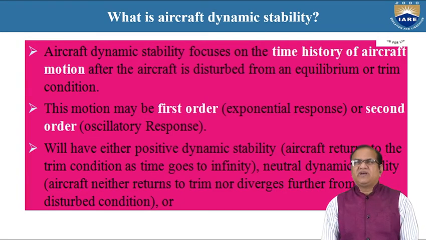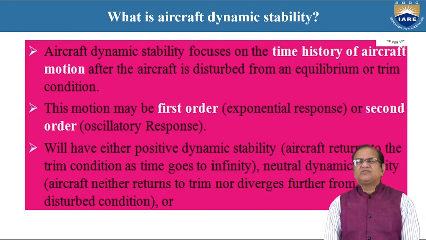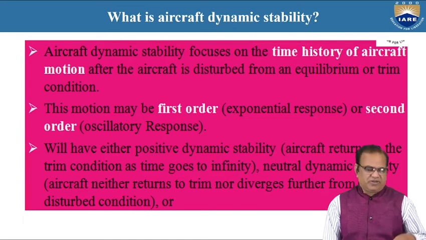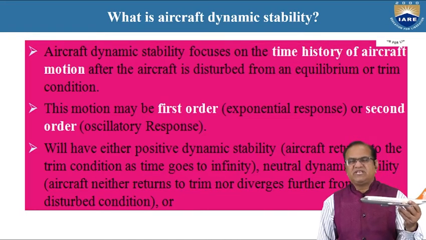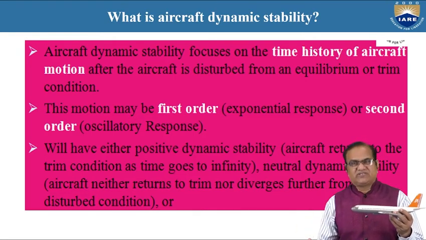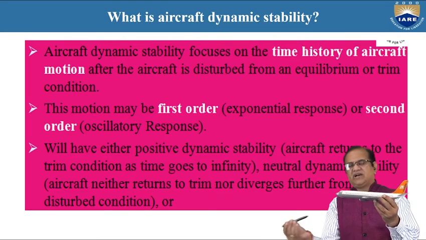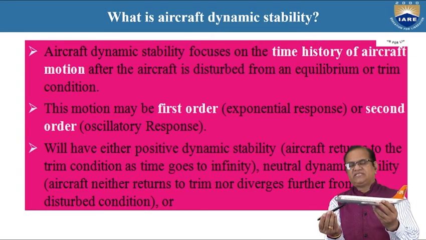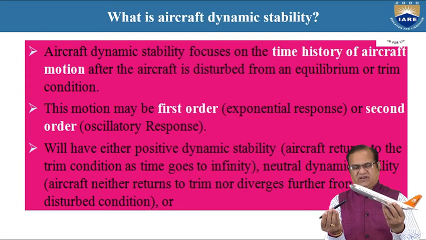So, in this the time history is very important. If we disturb the aircraft, we should see how much time it takes to come to its equilibrium position. I will give a small demonstration of dynamic stability and the difference between dynamic stability and static stability. So, if the aircraft is flying and all of a sudden a gust hits it, the aircraft has gone like this, and after this what happens?